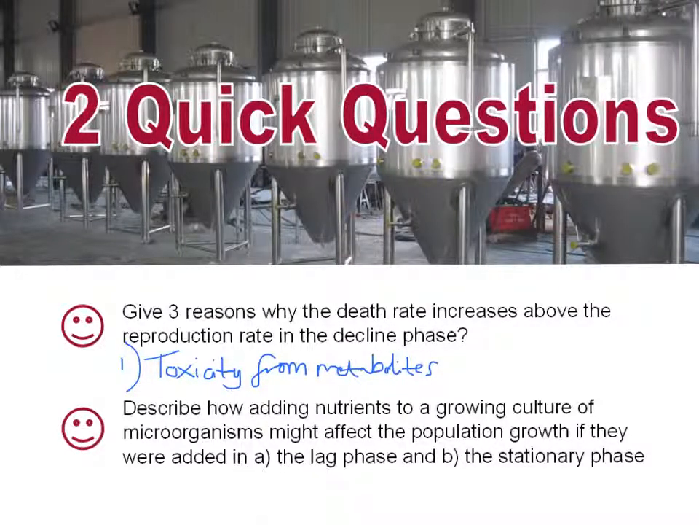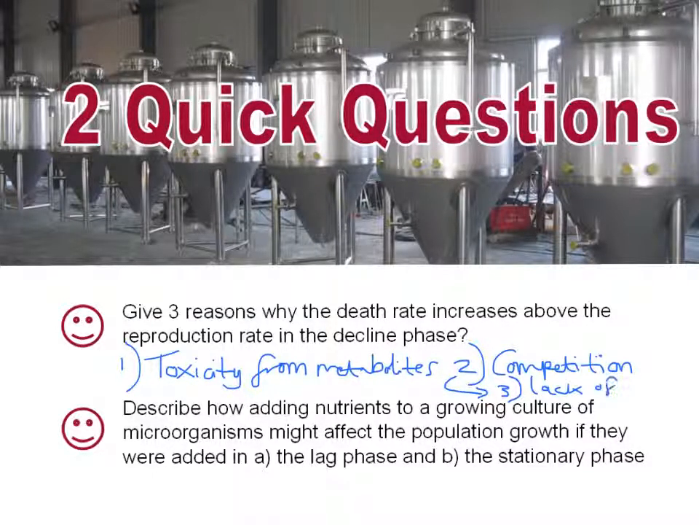Now, if we do have a large number of reproducing bacteria, there is likely to be competition, so we could put that as a second one. And because of competition, that would lead to really our third answer, which we're going to put next to that, because the two kind of go in tandem with one another. We would get a lack of resources. And by that, what I mean is our nutrient supply.